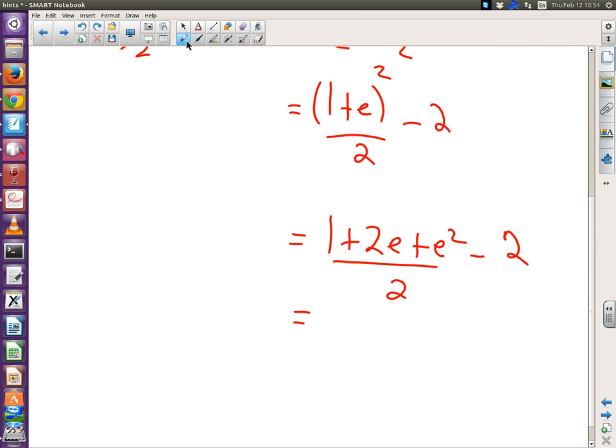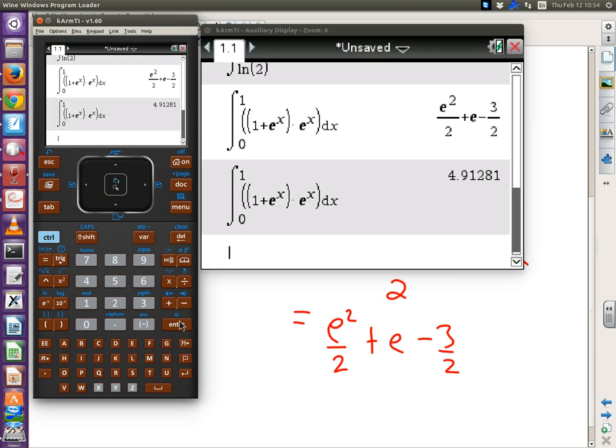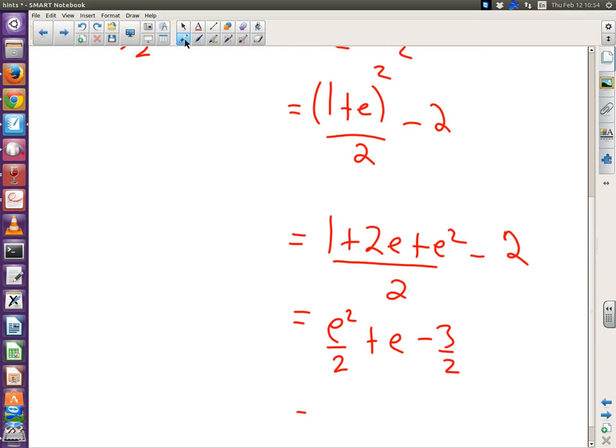All right, so let's see. Let's do this by highest degree first, okay? e squared over 2 is e squared over 2. 2e over 2 is just e. And 1 half minus 4 halves is negative 3 halves. Yeah, that's exactly what we got on the calculator, isn't it? Wow, look at that. And if you want a decimal, what the hey, there it is. 4.913 if you want. Roughly, I put a dot here when I'm rounding off, 4.913. Unless they tell me different, I round off to 3 places. All right, that was good.